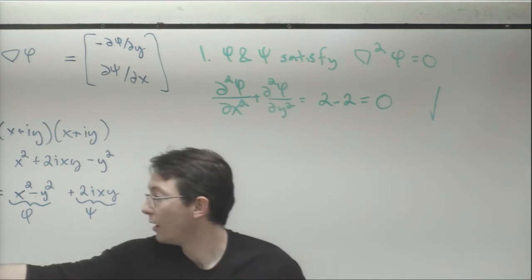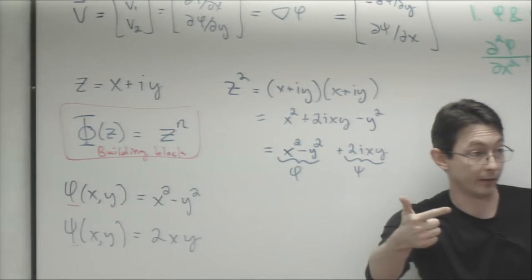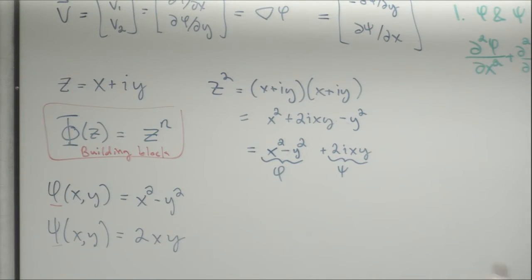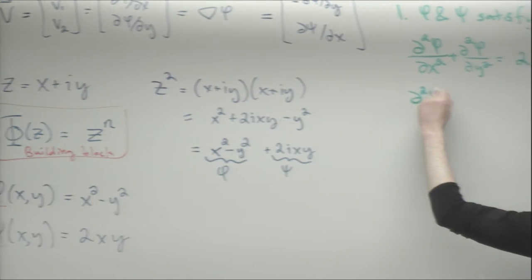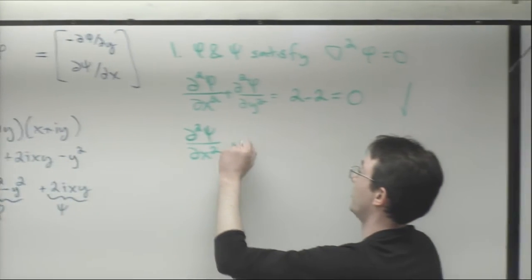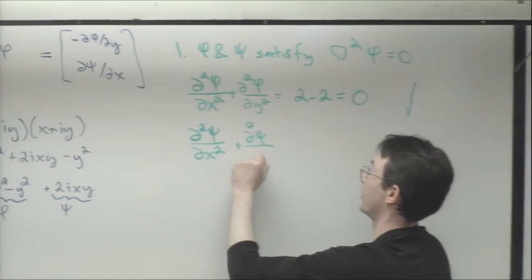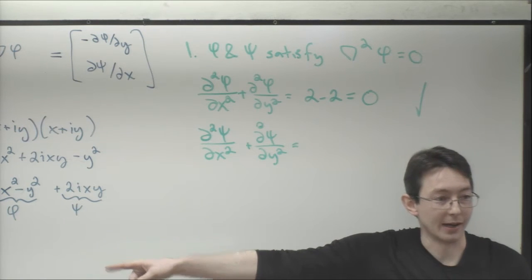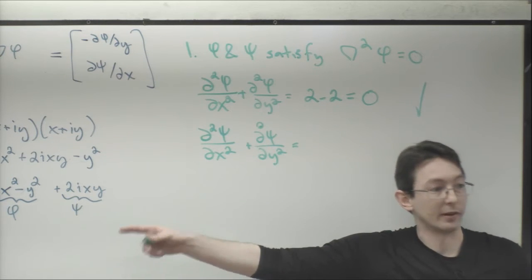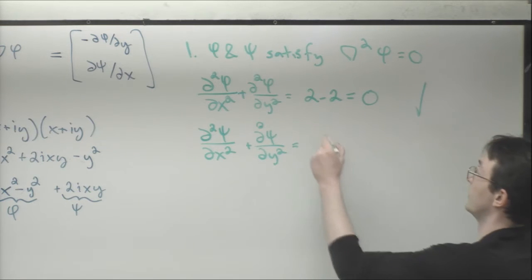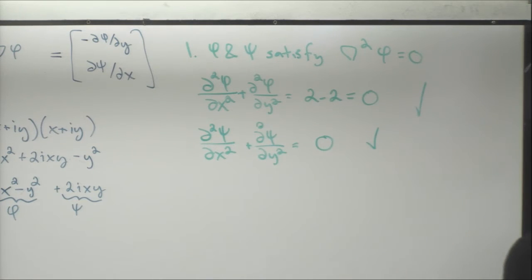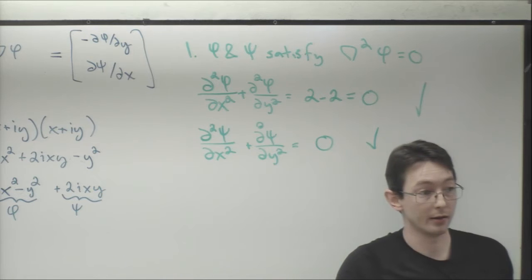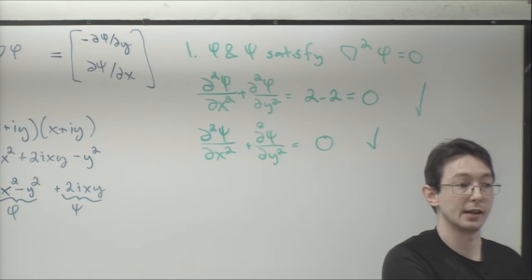So in principle, the velocity field I get from this should be both irrotational and incompressible, right? Let's also verify that psi satisfies Laplace's equation. Partial squared psi partial x squared plus partial squared psi partial y squared. Well, the second partial derivative with respect to x is 0, and the second partial derivative with respect to y is also 0 for psi. So this one's even easier. That's 0. So this is great. We verified that both our potential function and stream function satisfy Laplace's equation.